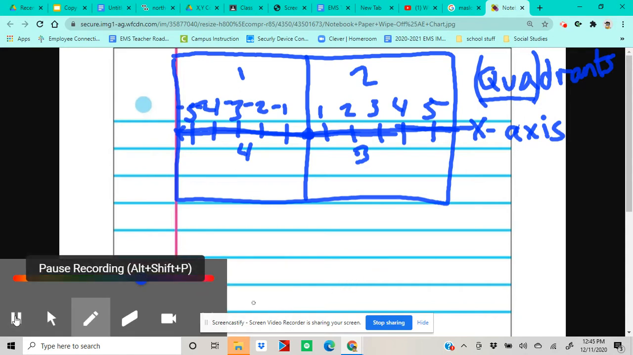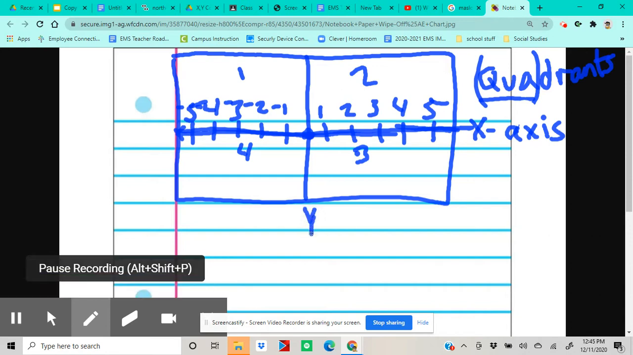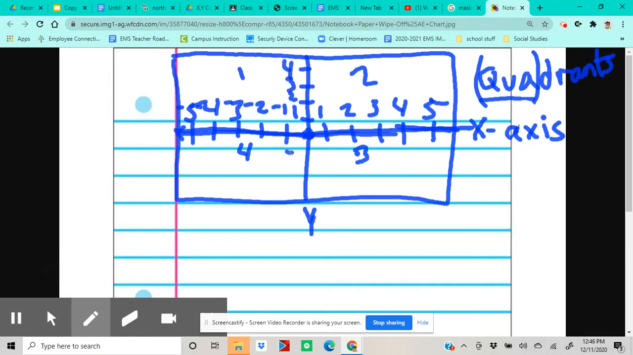We're also going to do this with the y-axis. The y-axis goes from the top and the bottom, dividing the graph, or in this case, paper. And we will also have positive numbers going up and then negative numbers going down. This, dear children, is the x-axis and the y-axis.